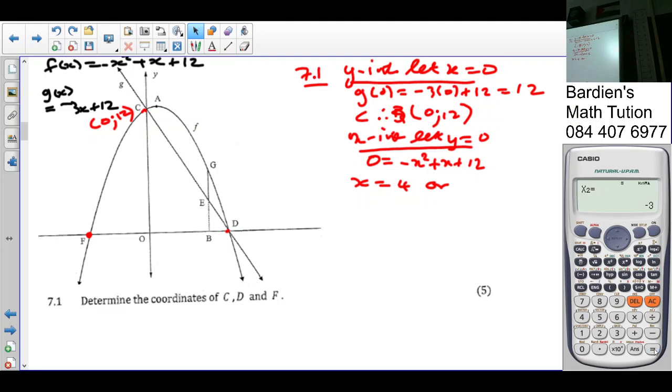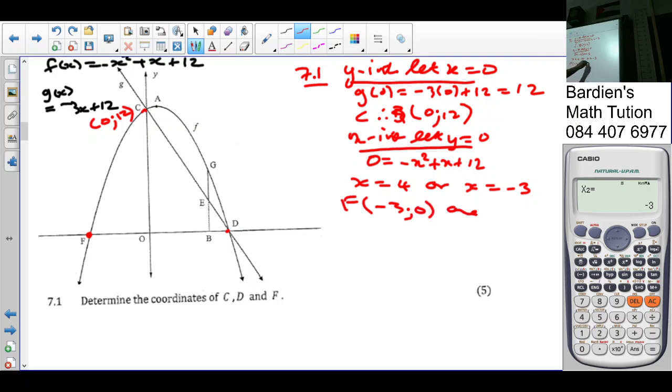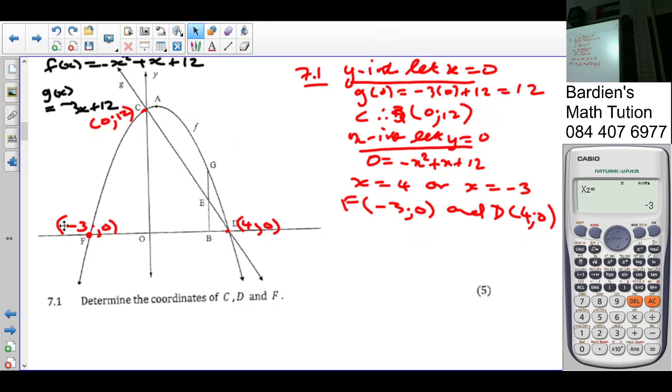So x is equal to negative 3. Have I answered the question? No. What are the coordinates of F? Negative 3 and 0. And D, which is 4 and 0. Will you all agree with that? Okay. So I'm just going to write it in here so that I can delete that soon and use that space there and keep the diagram in focus. That's the idea. Okay. Any confusion here? So everybody got 5 marks at this point. Yeah? Don't make this the only 5 marks you're getting, okay?